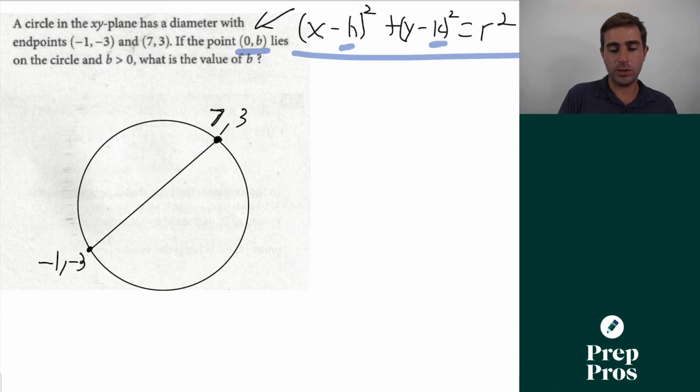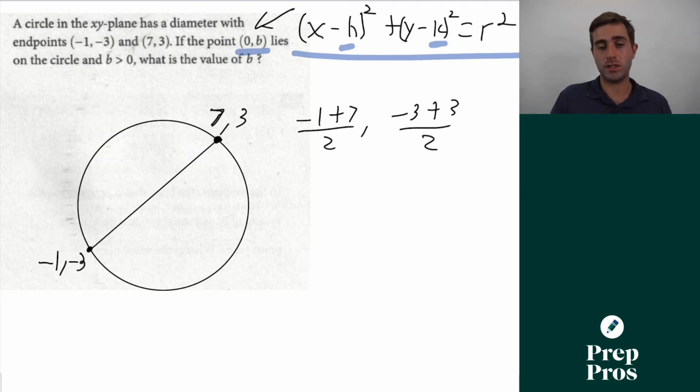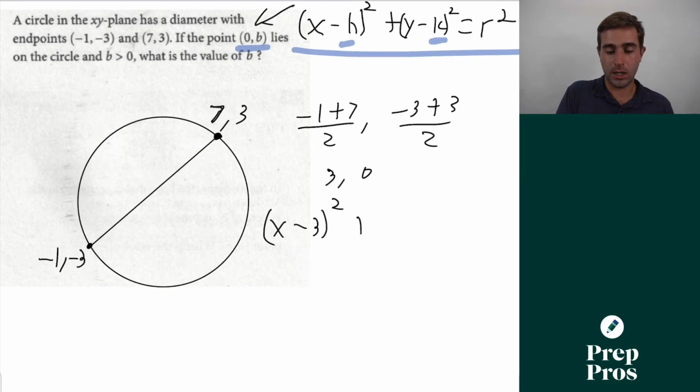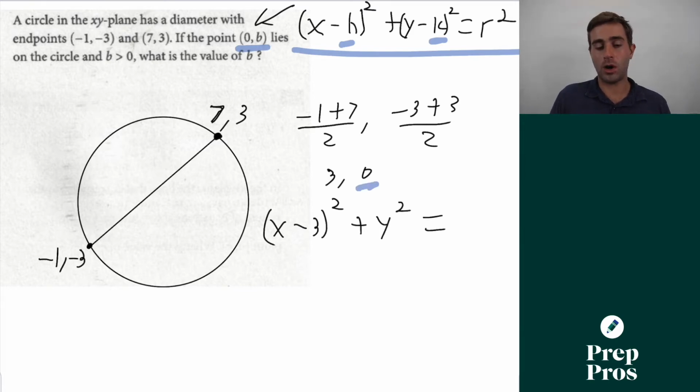Given these two endpoints of the diameter, we can use the midpoint formula to solve for the center of the circle. So we can simply do (-1 + 7) over 2, comma, (-3 + 3) over 2. That's going to give us the coordinates of the center of the circle, (3, 0). So now we've solved for a significant part of our equation. We're going to have (x - 3) squared plus simply y squared, because the y coordinate of the center of the circle is 0. And now we need to figure out our r squared.